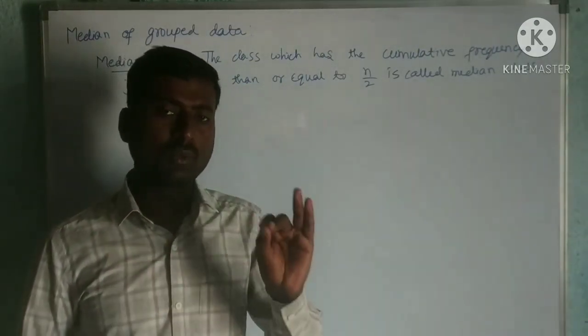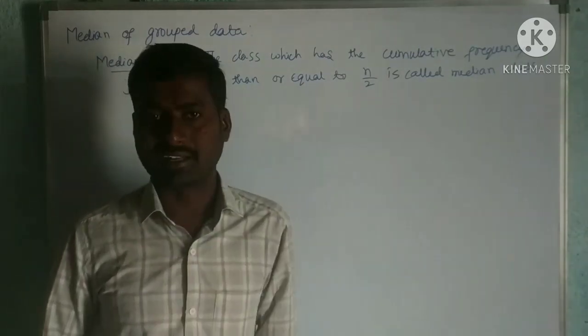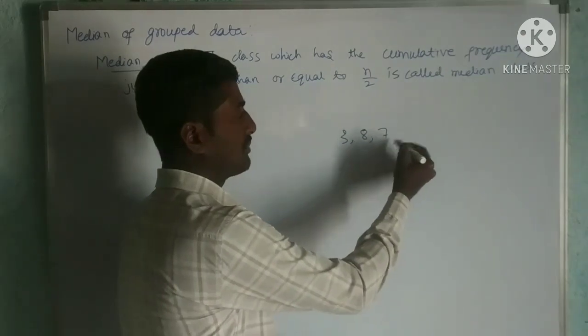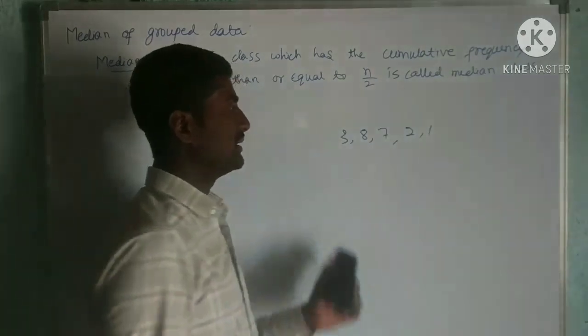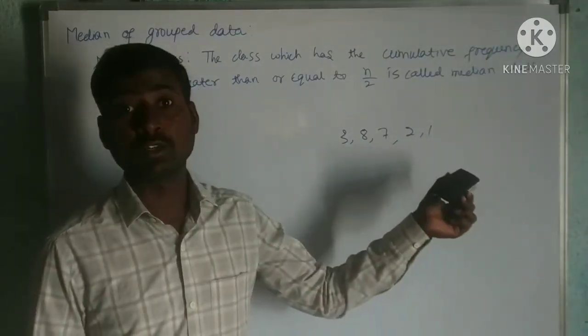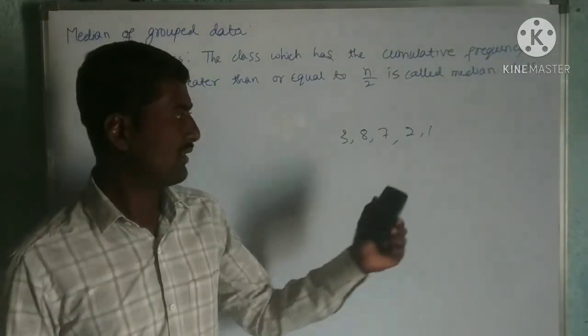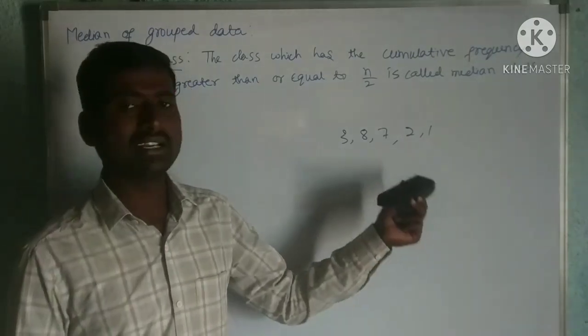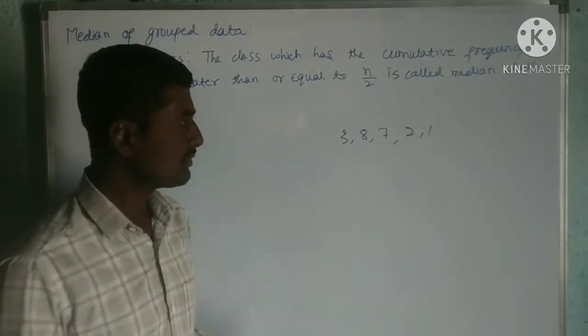So we know how to find median for ungrouped data. They will give some observations like this. These are 5 observations they have given. This is ungrouped data. For this we can find median. We have studied it in an earlier class.